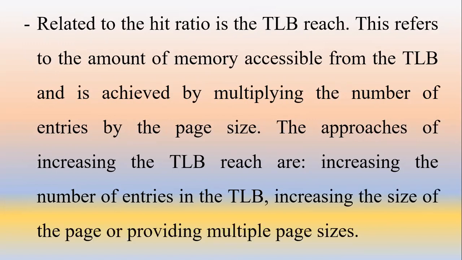Related to the hit ratio is the TLB reach. This refers to the amount of memory accessible from the TLB and is achieved by multiplying the number of entries by the page size. The approaches of increasing the TLB reach are: number one, increasing the number of entries in the TLB. Number two, increasing the size of the page or providing multiple page sizes.